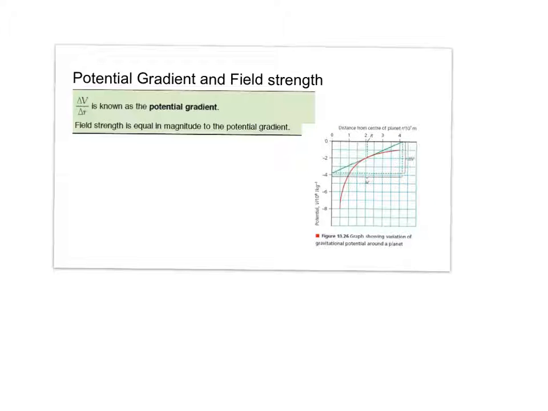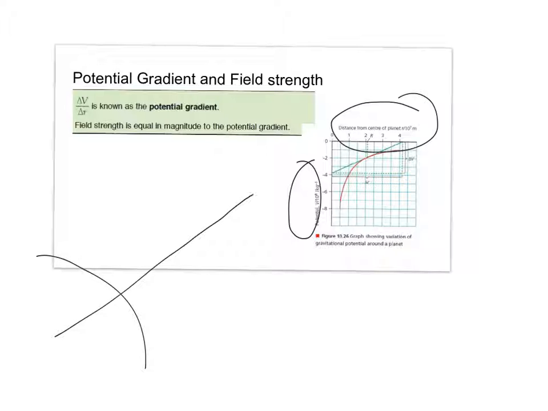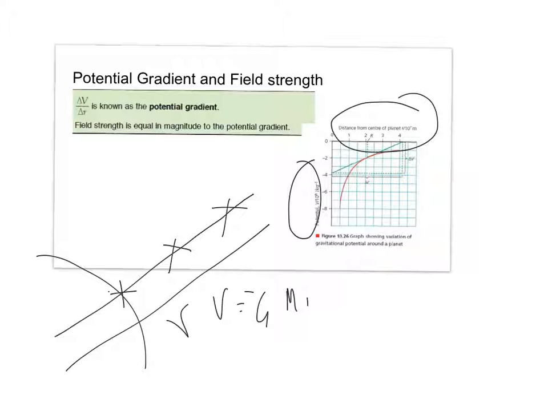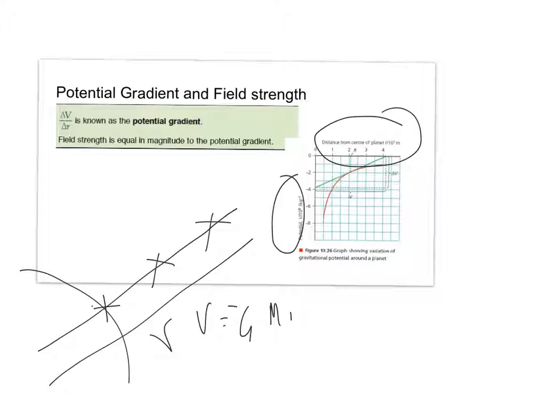The potential can be represented on a potential distance graph so that you can see how that potential varies with distance. A graph like this one would show you for a particular planet what the potential would be dependent on that distance from the centre of the Earth. As you can see, it's a curve because V is equal to minus GM over r.